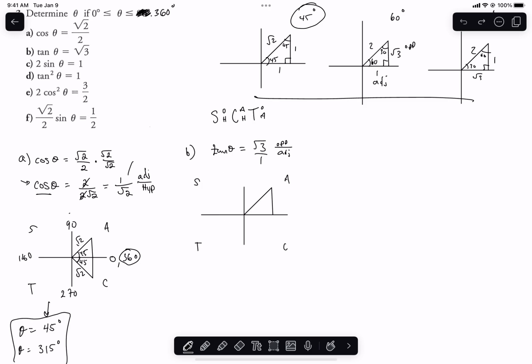Now, I'll try to draw those similar size. You have to ask yourself now, how do I get a ratio of root 3 by 1? Well, if I know that this is my angle of reference there, then tangent is opposite root 3, and adjacent is going to be 1.